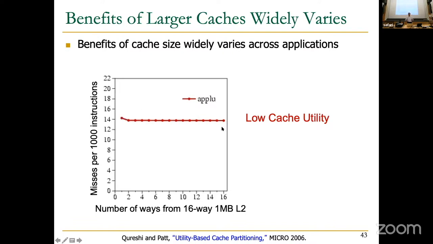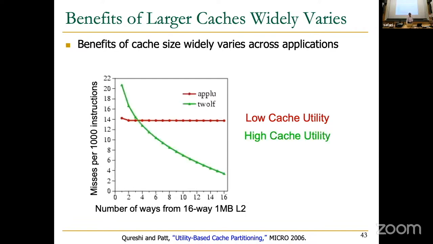For this application, the miss rate doesn't change. Why? Because of the access pattern, it's not benefiting from a larger cache, at least within that range. So this is an application where the utility of the cache is low. Another application, you're increasing the cache size from 1/16 megabytes to 1 megabyte, 16x, and you see that there's a huge decrease in the cache miss rate. So this is an application that benefits a lot.